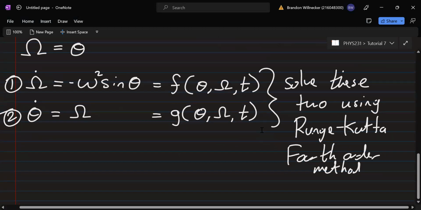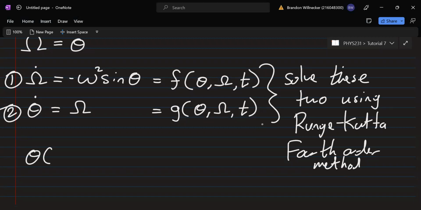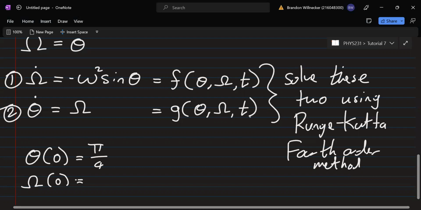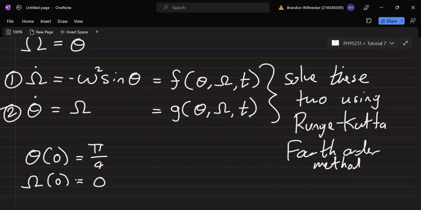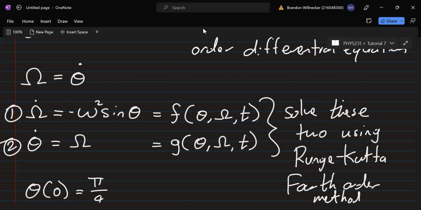And then in the tutorial, it says that we have some initial conditions. Theta at 0 is pi over 4. And omega at 0, so that's our initial velocity, is going to be 0. Okay. So that is questions 1 and 2.